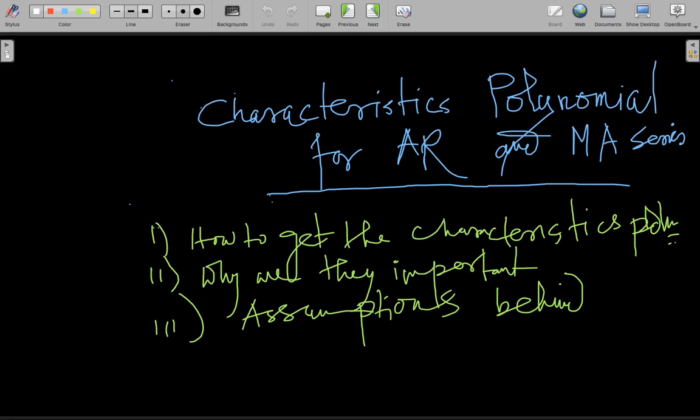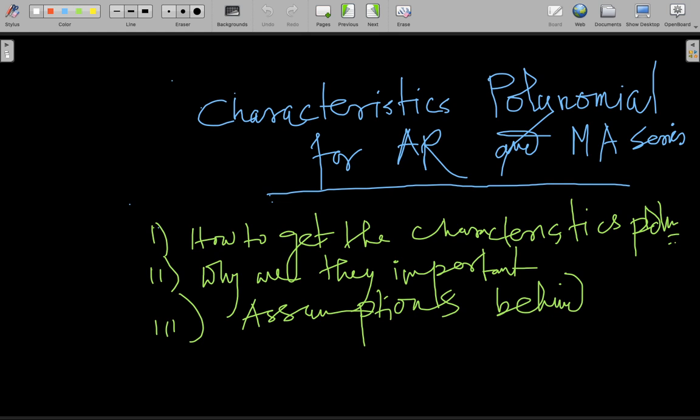In this lecture, we are going to cover a very important topic called characteristics polynomial for AR and MA series. So we're going to see what that characteristics polynomial is and what that characteristics equation is that we're going to derive. And basically three things we'll address.